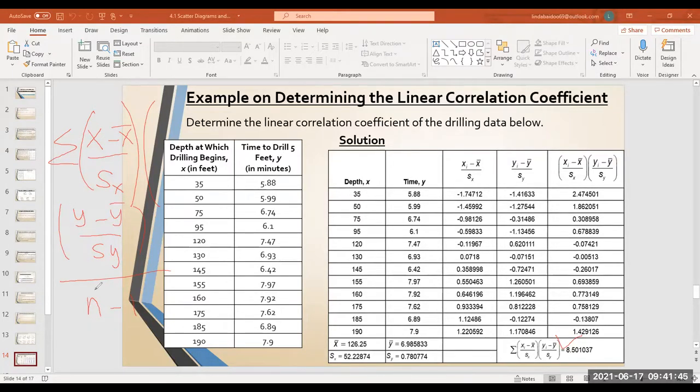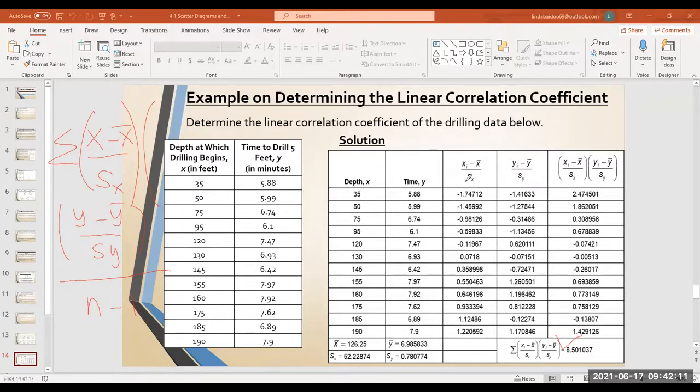Get the mean and get the standard deviation. Now, if we know the mean, which I've summarized here, the mean of x is going to be 126.25. The standard deviation will be this. And then for the mean of y, we are getting this, and its standard deviation is what we have. From the formula, we can see that this is a parenthesis. So we do what is in the parenthesis here.